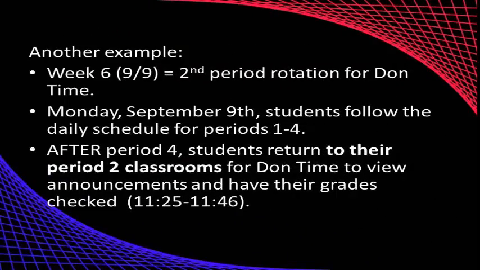So let's look at the whole process again through another example. Week 6, the week of September 9th, is a second period rotation for dawn time. On Monday, September 9th, students will follow the daily schedule for periods 1 through 4. After period 4, students will return to their period 2 classrooms for dawn time to view announcements and have their grades checked. This is from 11:25 through 11:46.